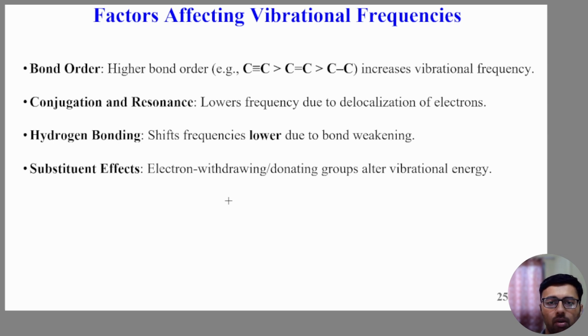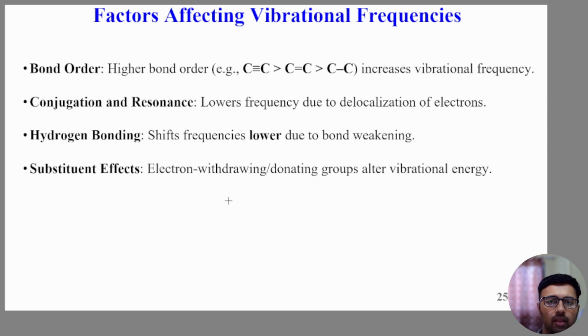But hydrogen bonding does something else as well. It causes the absorption peak to become extremely broad. Why? Because different molecules experience slightly different hydrogen bond strengths. This creates a distribution of vibrational energy. Instead of one sharp frequency, we observe broad absorption regions. This is why oxygen-hydrogen stretching absorption often appears as a broad band between 3200 and 3600 centimeter inverse.